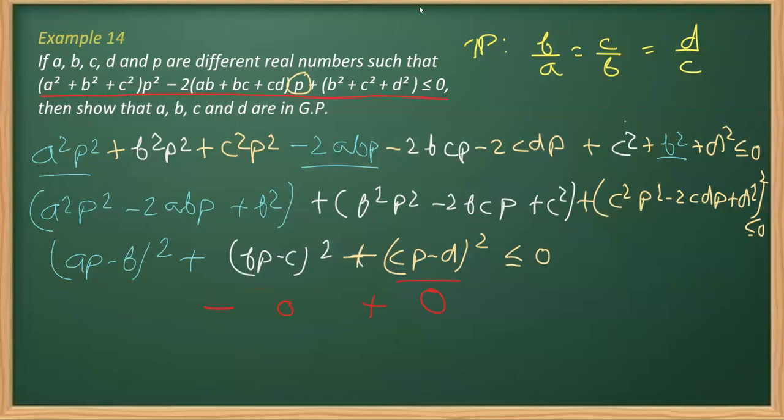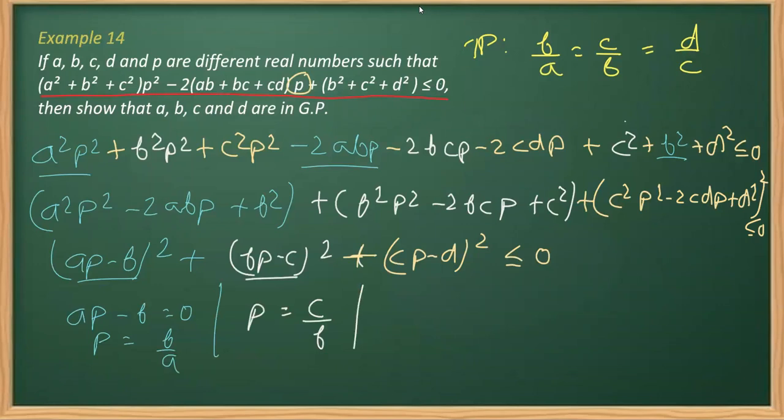So we are going to equate each of them with zero. On equating with zero, what do we get? In the first part, if I equate this with 0, we'll get P as B over A, right? If I equate this with 0, we get P as C over B. And finally, if we equate this with 0, we get P as D over C.